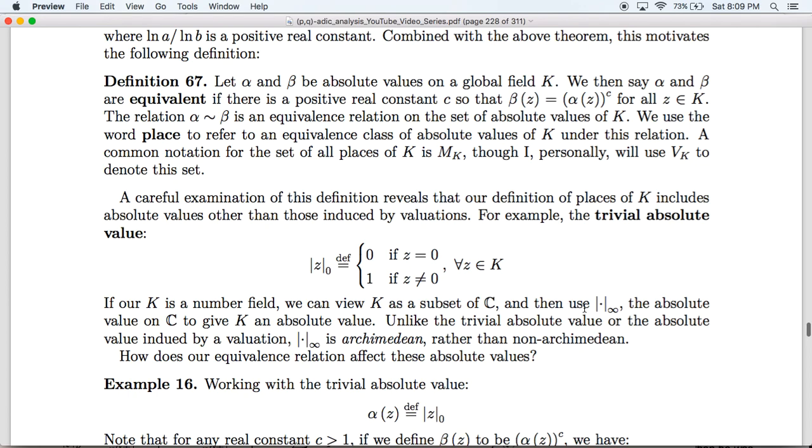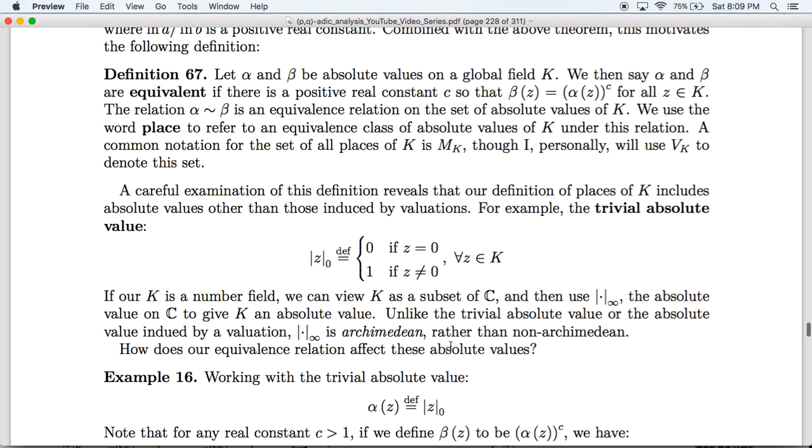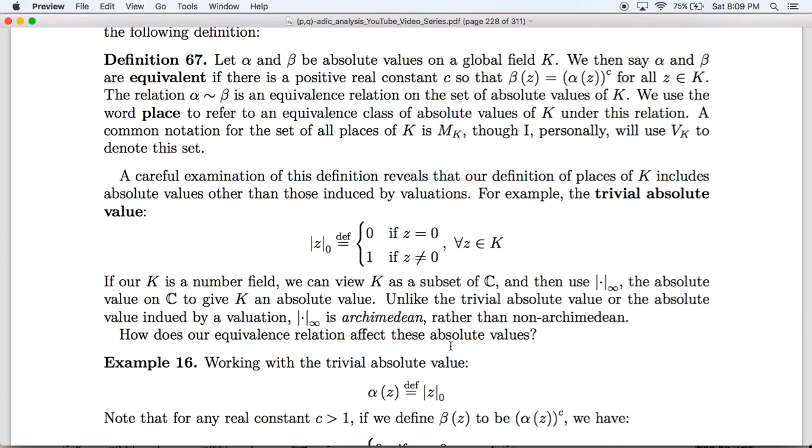On the other hand, we'll also have Archimedean absolute values. For example, if we can view k as a subset of the complex numbers, then the usual absolute value on C, where we sum the square of the real and imaginary parts and take the square root, will be an absolute value on K. But this one is going to be Archimedean rather than non-Archimedean. So how does our equivalence relation work in the case that we're working with Archimedean absolute values?